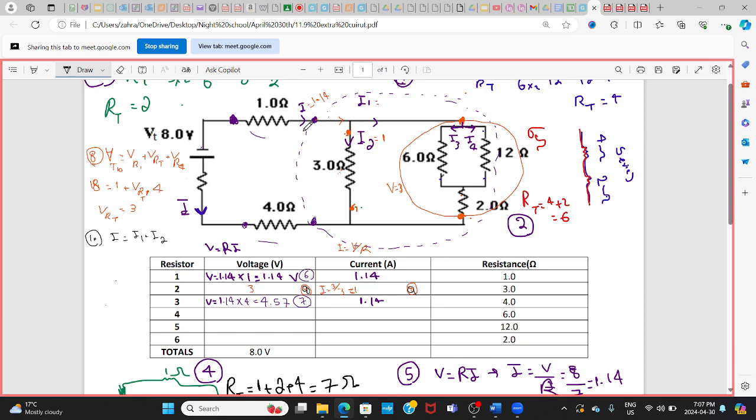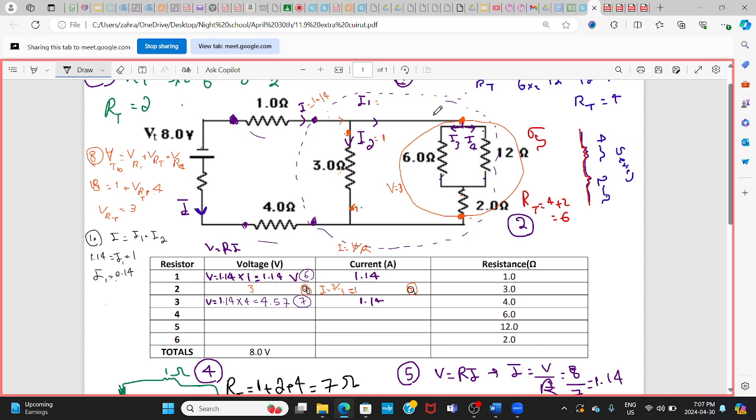Why is that? Because incoming will divide into 2 branches. So incoming should be equal to the addition of the outgoing, because it's like a river coming, some of that going this way, some of that going this way, but the addition of these two is equal to the actual current that came, right? So here is 1.14. I1 I don't have, but I have I2 to be 1. So I1 would be 0.14.